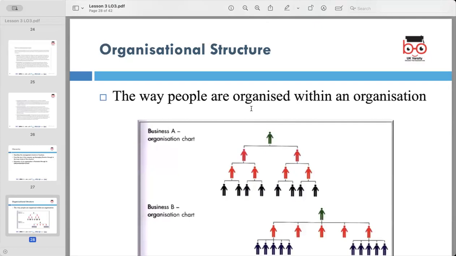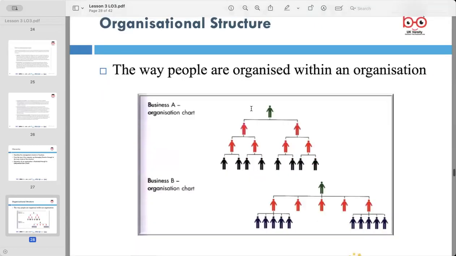Again, organizational structure, as you can see here, includes the manner in which individuals are organized within the organization. This structure outlines how various departments, teams, and individuals are arranged and coordinated to achieve organizational objectives effectively.